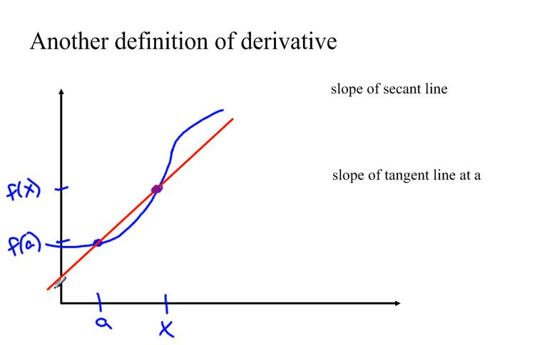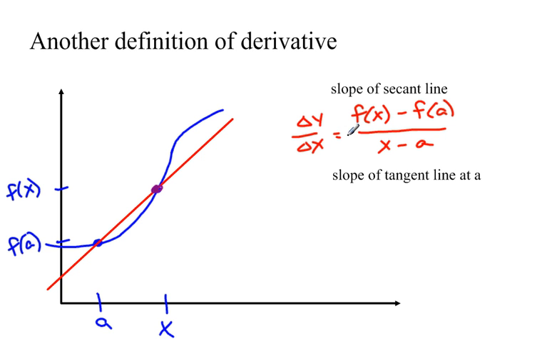Now let's start with the slope of the secant line, which is this red line right here. In the slope of the secant line, I subtract my y's, which would be simply f of x minus f of a, over my x values. So we're just doing delta y over delta x, which always gives us slope.